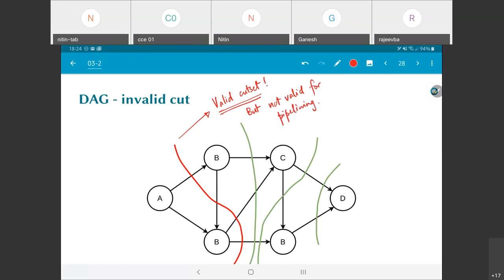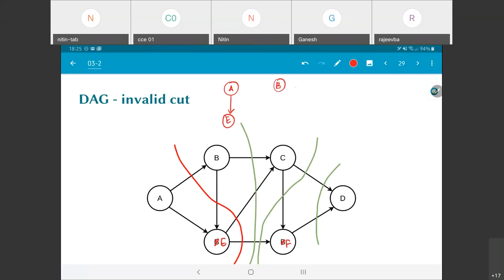In order to understand this, let me redraw this graph here. Effectively, this cutset says there is A to E on one side, and on the other side there is B, C, F and D. Leave out all the green lines; I'm not looking at whether they have been cut or not. So this is what has resulted from this cutset. Now let me draw the edges that were cut.